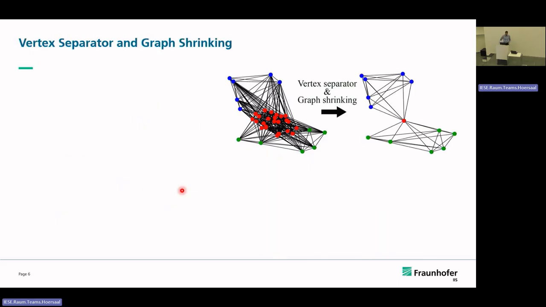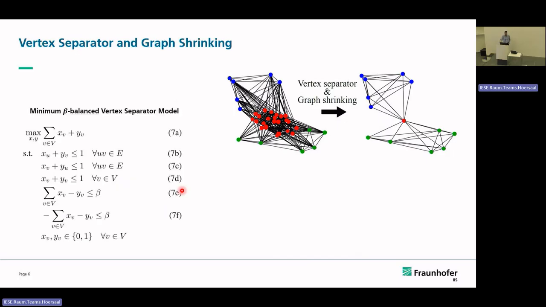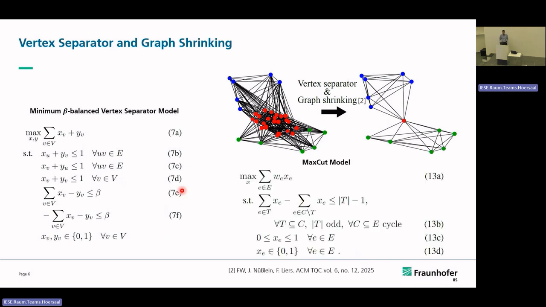And why do we transform this into max cut? Because for max cut, we have developed a technique called graph shrinking, which allows us to reduce the size, okay?